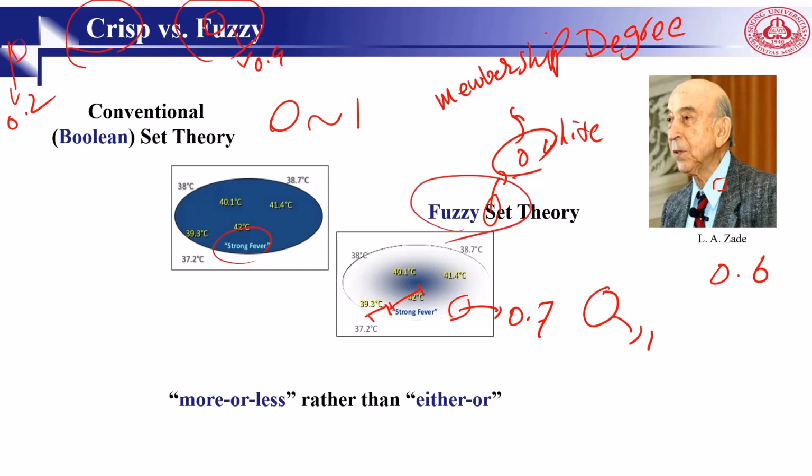Fuzzy set has been introduced by this gentleman, Lotfi Zadeh. He was a great man, known as the father of fuzzy. He was originally Iranian, but he grew up in the US; from his bachelor's he went to the US. He had a lot of contribution in the fuzzy set. Before neural networks became very famous, fuzzy was a very hot topic. Around 2010, fuzzy was much more famous compared to neural networks and deep learning.